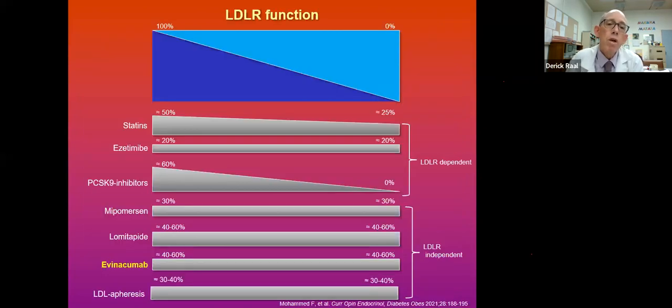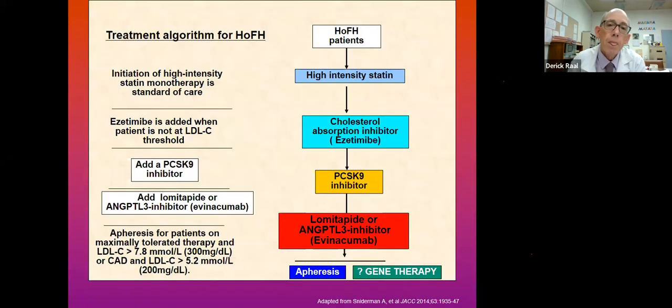So this is just a summary showing the current therapies we use for severe hypercholesterolemia. At the top are the ones that are dependent on LDL receptor function, our standard first-line therapy, statins, ezetimibe, and the PCSK9 inhibitors. And then for the very difficult to treat patients, at the bottom are those that are independent of LDL receptor function. This is just a little algorithm for the treatment of severe familial hypercholesterolemia. First-line therapy is high-intensity statins. We add ezetimibe, and then we add the newer drugs that are becoming available to us.